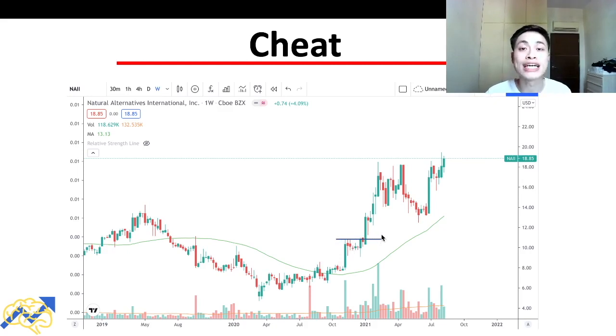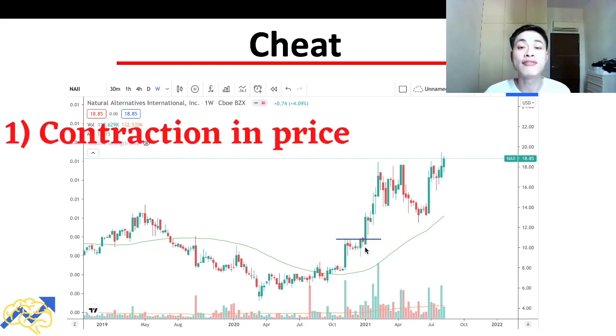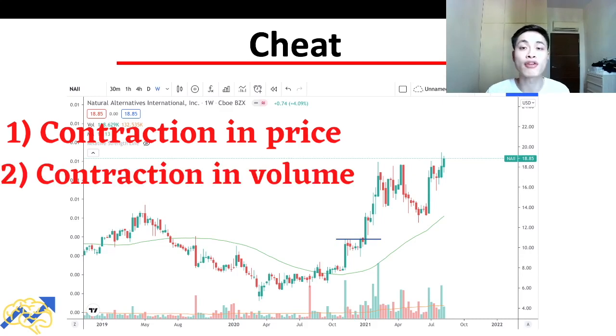For it to be considered a cheat setup, we want to see prices contracting at this area and volume also contracting. So over here, we see that prices increase substantially and then it tightens up over here. So it fulfills the first criteria, which is the contraction in price. And then corresponding to this area, we see that volume also starts to decline. And this fulfills the second criteria, which is a contraction in volume. And that is why this makes it a cheat setup area.